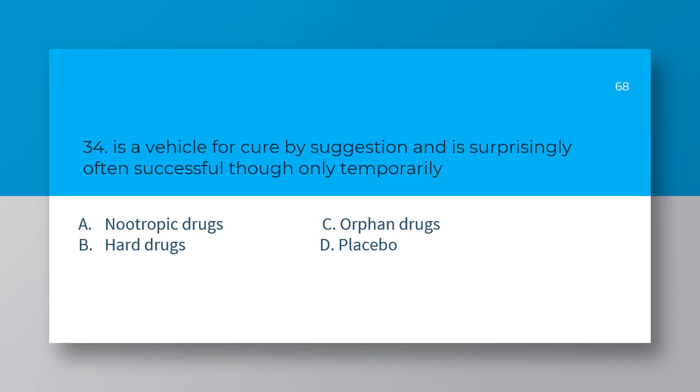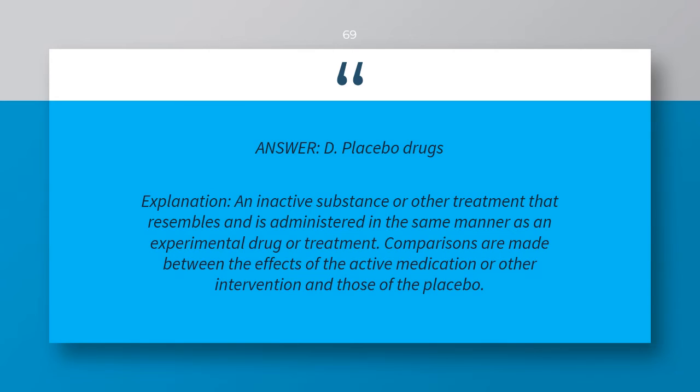Number 34. Is a vehicle for cure by suggestion and is surprisingly often successful, though only temporarily. Answer is D. Placebo drugs. An active substance or other treatment that resembles and is administered in the same manner as an experimental drug or treatment. Comparisons are made between the effects of the active medication or other intervention and those of the placebo.